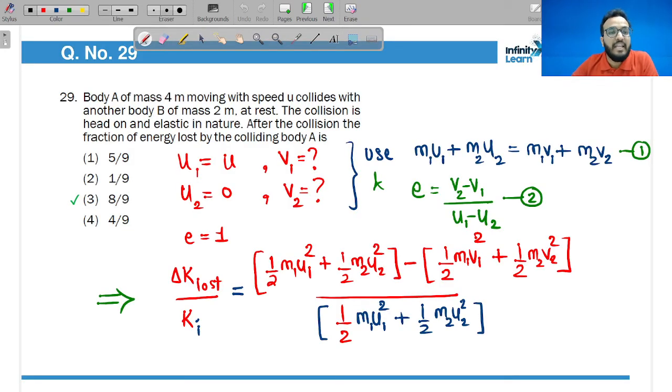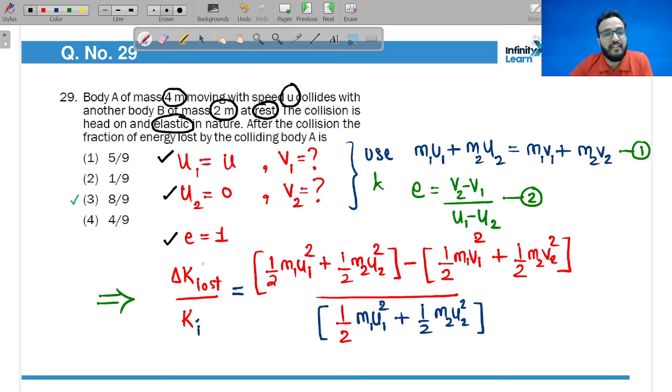29. A body A of mass 4m. So m1 is given. A is moving with speed u. u1 is given. Collides with another body B of mass 2m. m2 is given. At rest, that means u2 is also given. So we have been given m1, m2, u1, u2. Collision is elastic in nature. That means e is also given. That is 1. So u1, u2, m1, m2 and e is given.